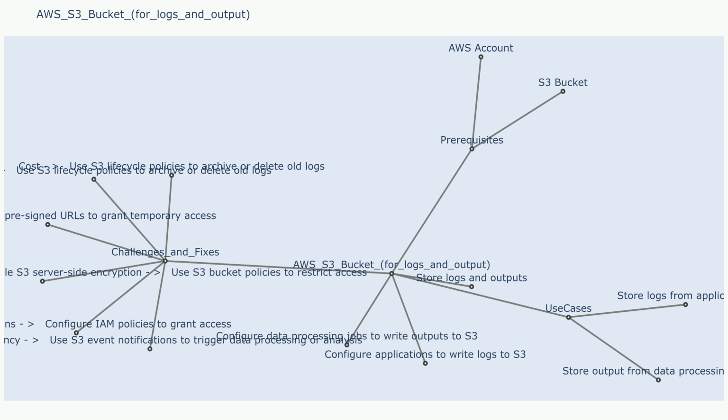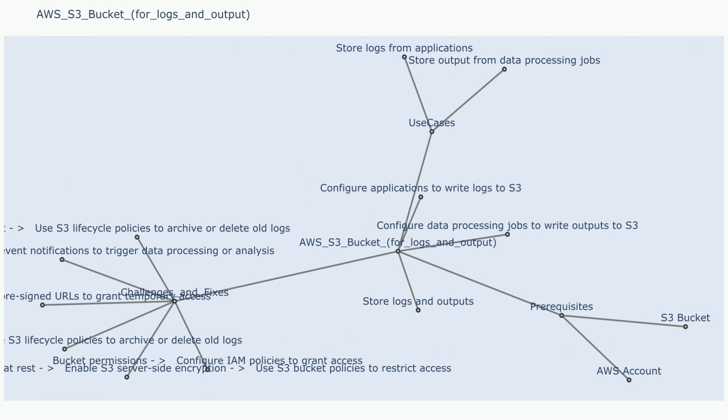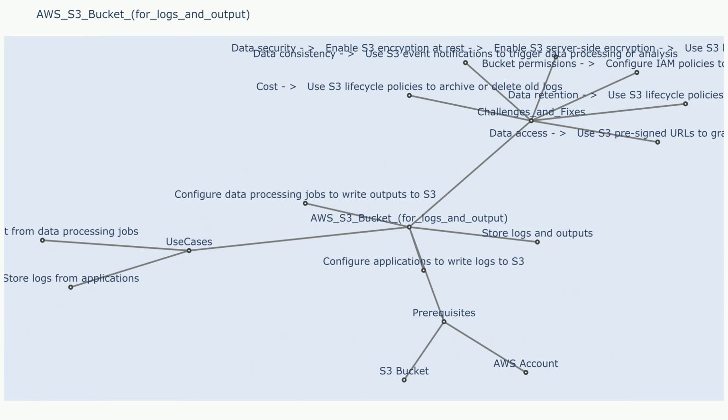Challenges and fixes: bucket permissions. Ensuring that the correct entities have access to the S3 bucket. Fixes: configuring policies to grant access to specific users, roles, or services. Define permissions based on actions allowed, such as read, write, and delete, and the resources to which access is granted, such as specific files or folders within the bucket.